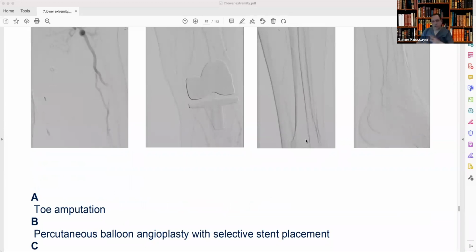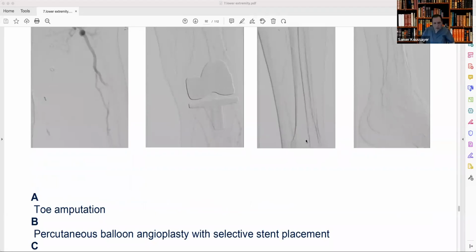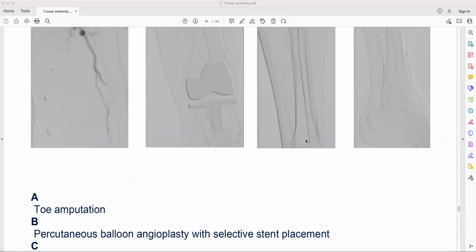If artery is calcified, can you still do bypass? Yes. How is the artery very calcified? How do you do it? You still can do it? Yeah, you might need to do endarterectomy.